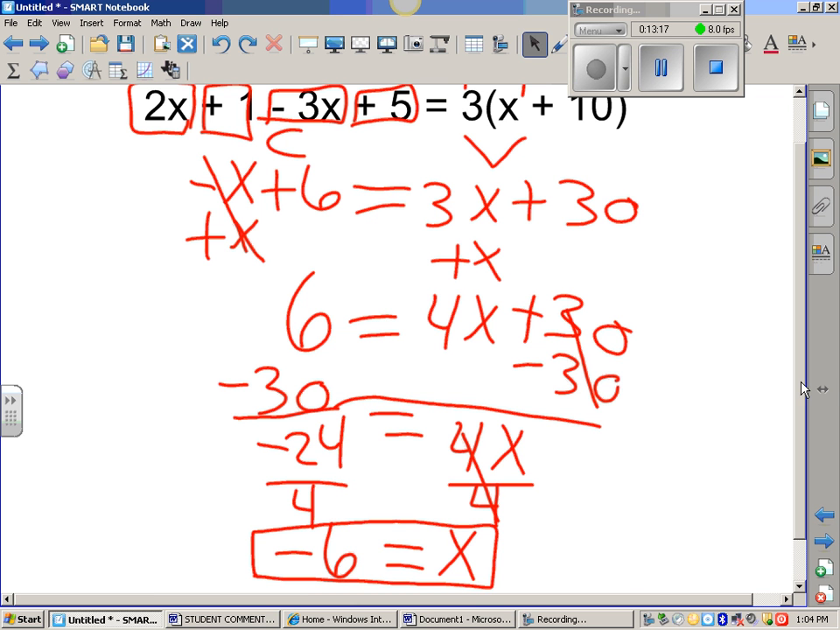Very nice. So if you have any questions at all, equations is a really big unit. You got to have a lot of skills, especially with your integers. So if you have any questions, let me know.